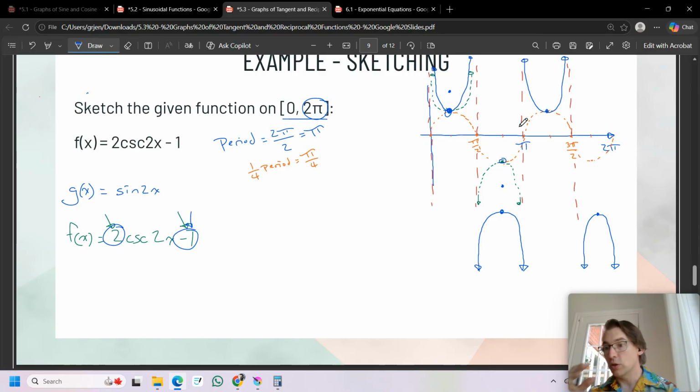Are they parabolas? No, they're a different shape. They're like that, and they go very vertical when they approach their asymptotes. And that would be what my sketch would look like.